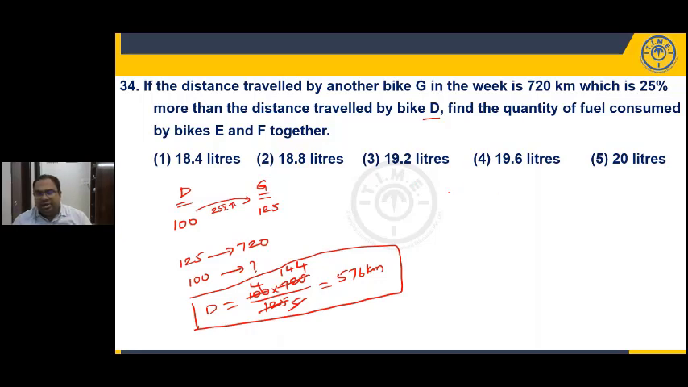D 576 kilometers means what is the consumption of D? Simple number. Mileage of the bike is 60 kilometers per liter. 1 liter I'll go 60 kilometers. 576 kilometers means by 60. So cancel 0, put a point. 6 nines are 54, 6 sixes are 36, so 9.6 liters is its consumption. D is 9.6, we need to find out quantity of fuel consumed by E and F.